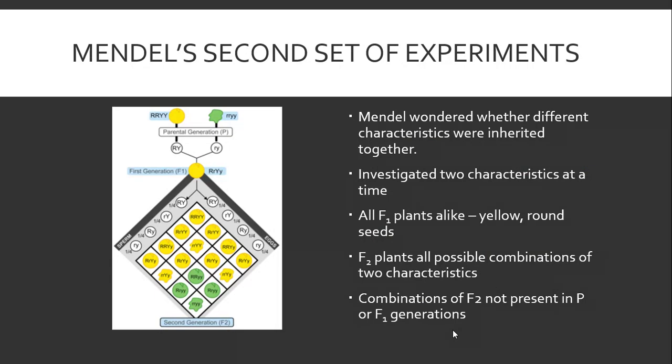Mendel wondered whether different characteristics were inherited together. He investigated 2 characteristics at a time. So he was crossing 2 things, like seed color and seed shape, instead of just seed color or seed shape. What he found was that all F1 plants were alike. They all produced yellow round seeds. But when he allowed those to self-pollinate, the F2 plants had all combinations of the 2 characteristics. Some were round, some were wrinkled, some were yellow, some were green, and there were different combinations of this. So combinations in the second generation were not present in the previous 2 generations.